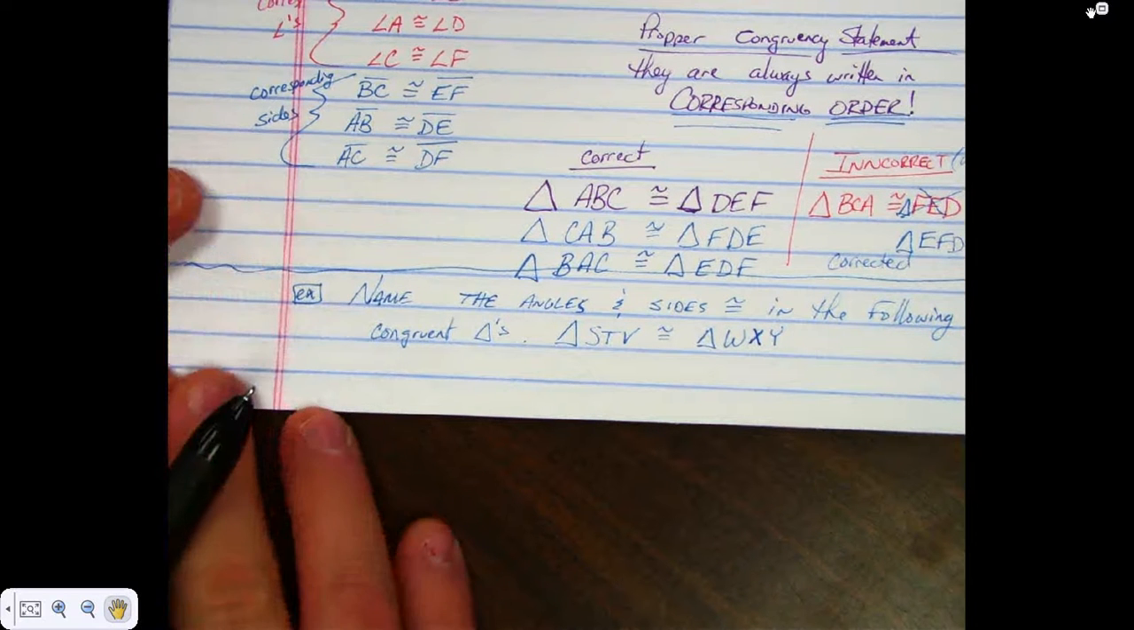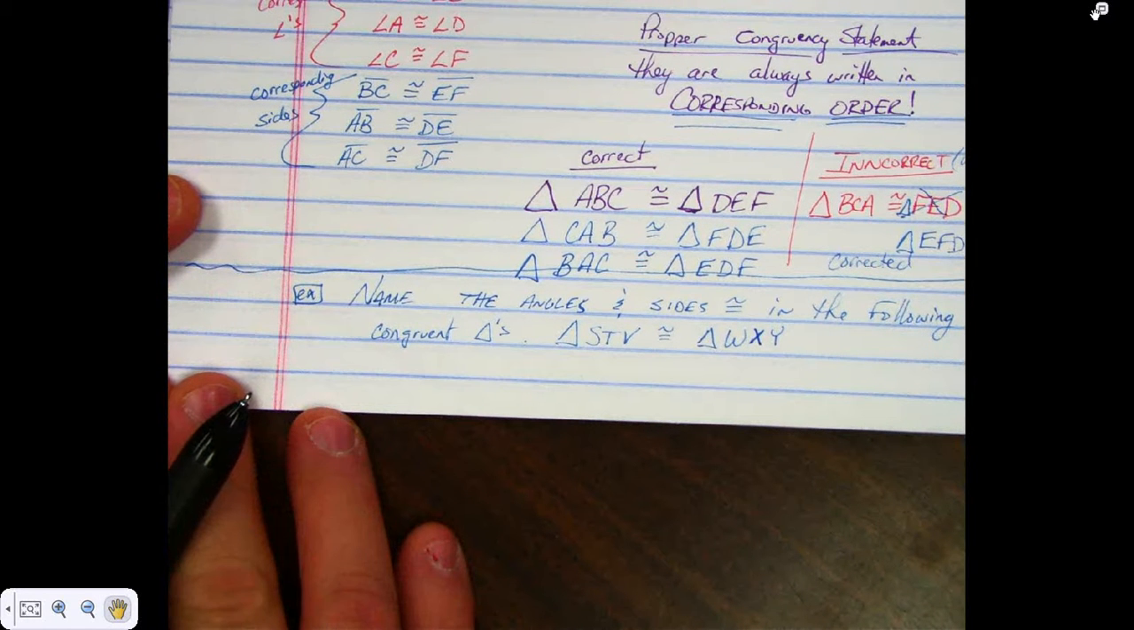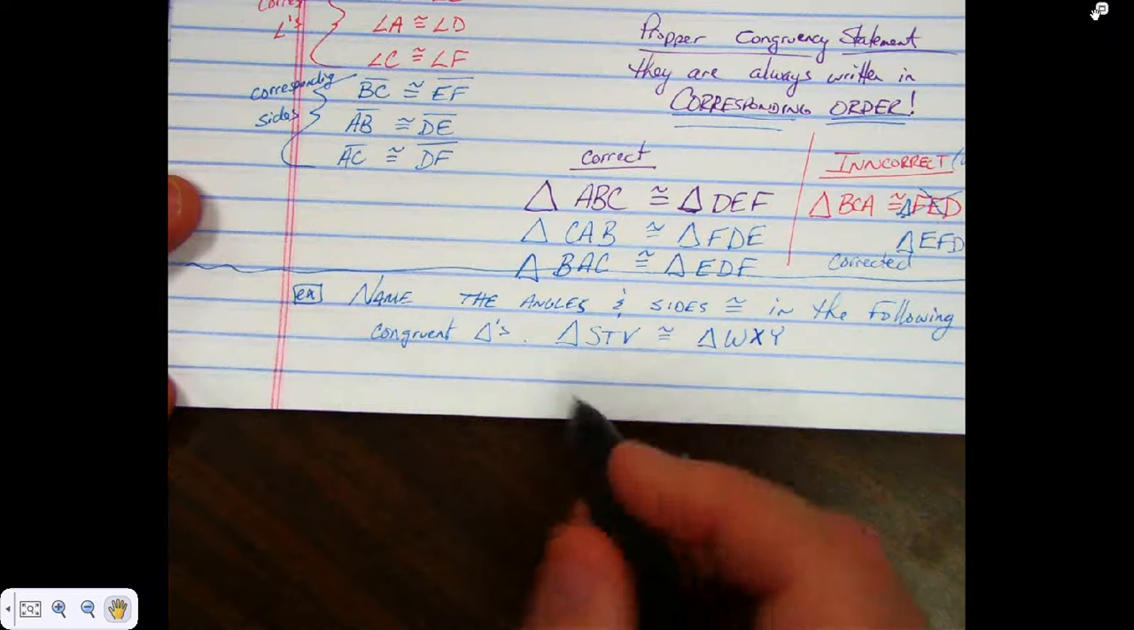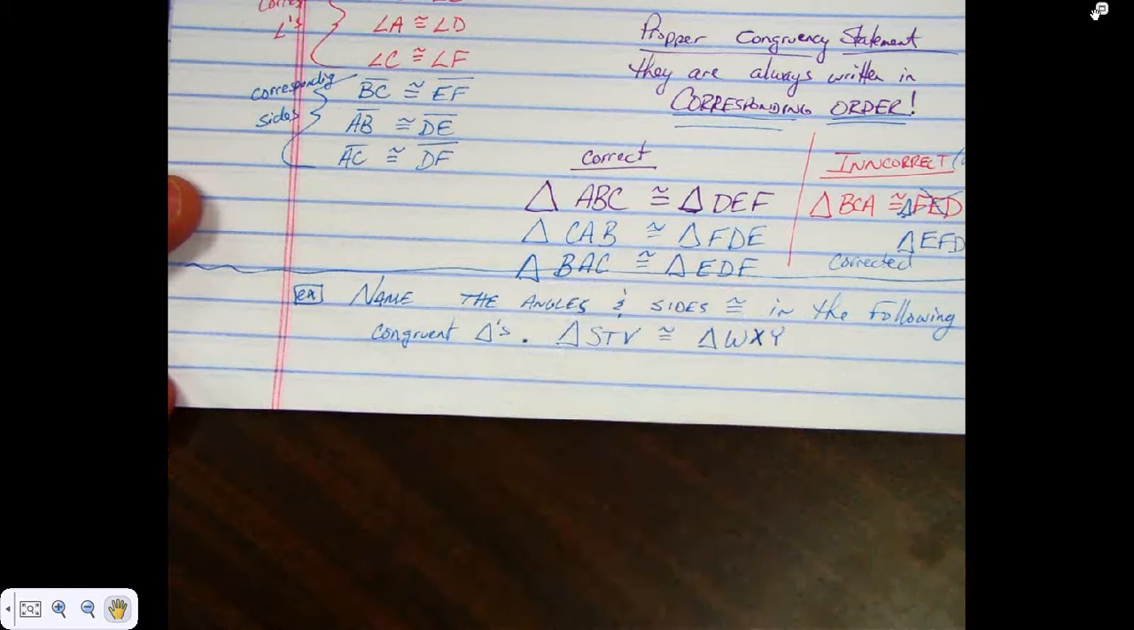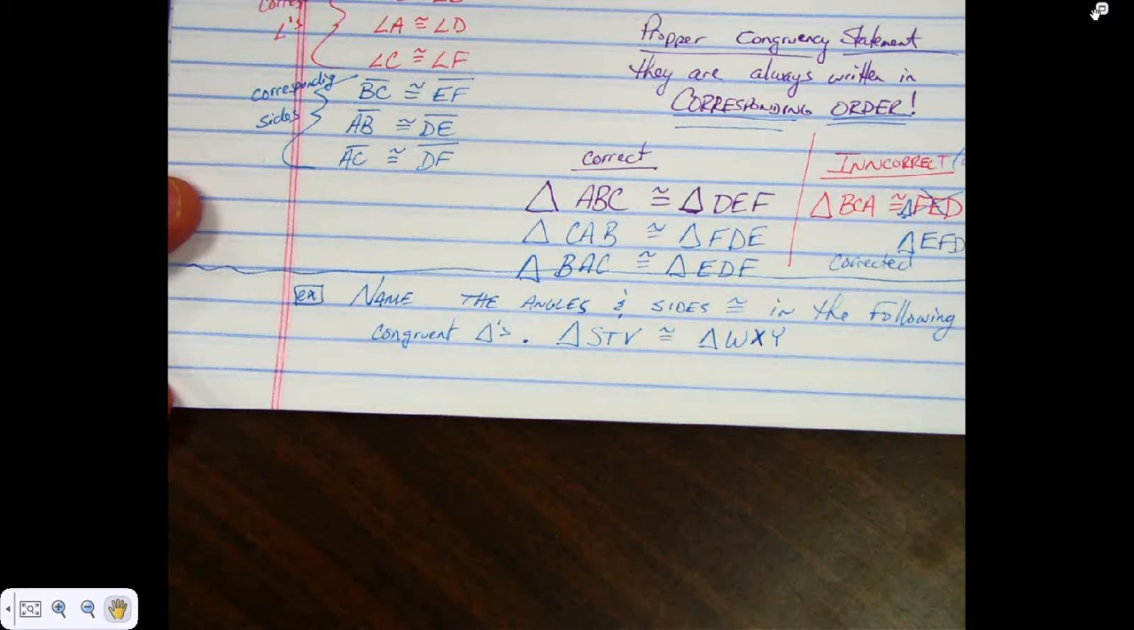I would like you to name the angles and sides congruent in the following congruent triangles. Did I draw them? No. I don't need to. Because when the book or a teacher writes down a congruency statement, what do you need to assume about that? It's true. That it's written down correctly. And it's written in what order? Corresponding. See if you guys can name all the angles congruent there correctly and all the sides.